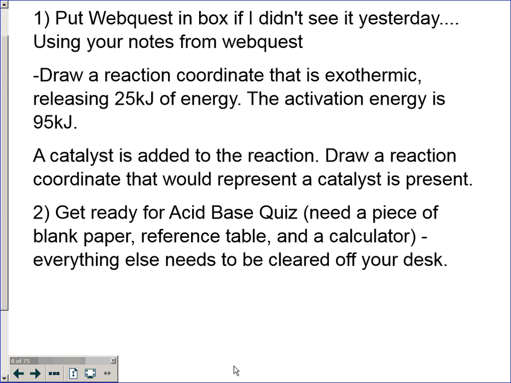All right, guys, back to me. You should have had plenty of time to draw a reaction coordinate. If you were a little behind, then you need to jump on board. Let's go. If you did not get your web quest checked yesterday, it should be in the box at this point. And then you're drawing an exothermic reaction coordinate. Everybody draw that in the air for me.